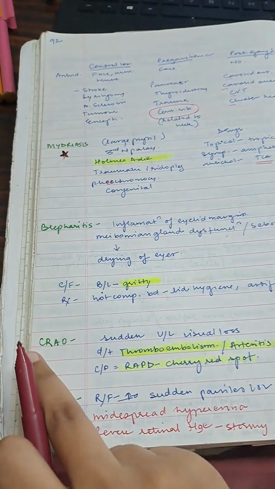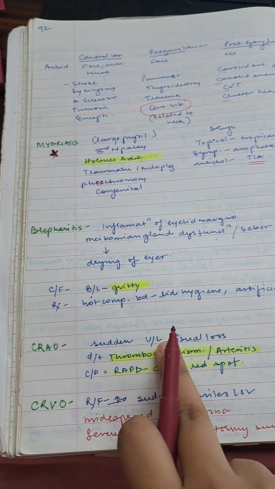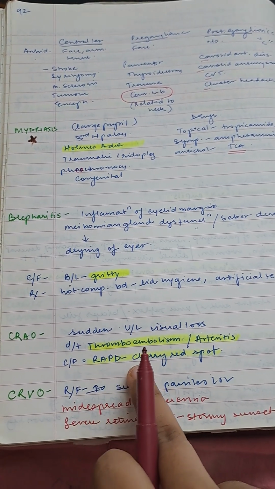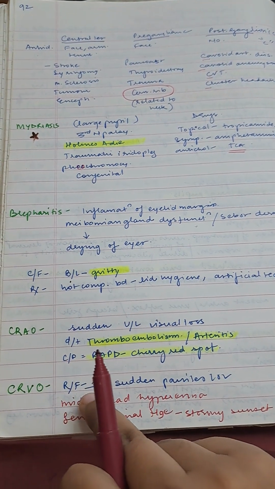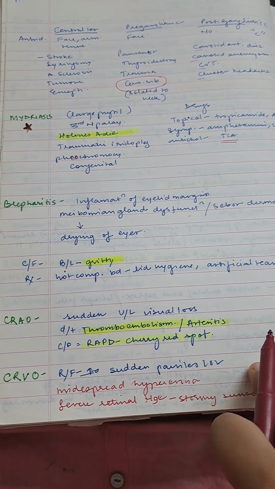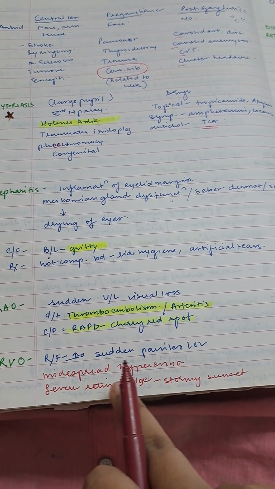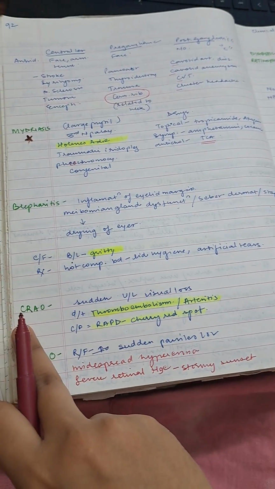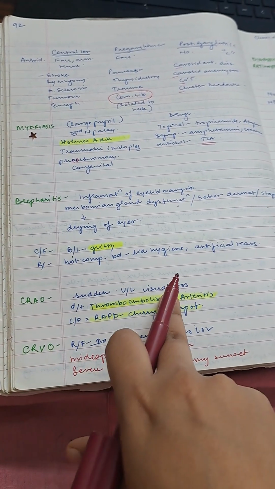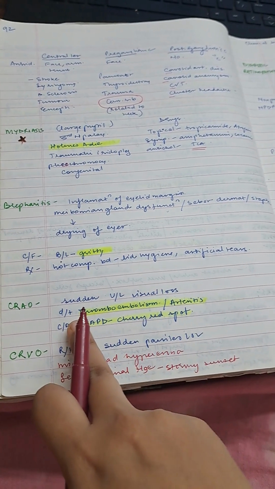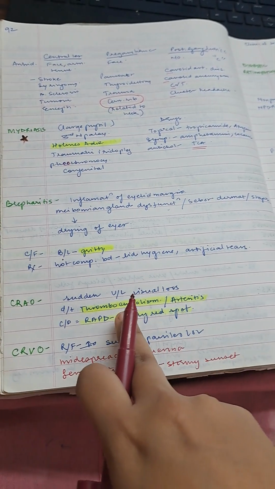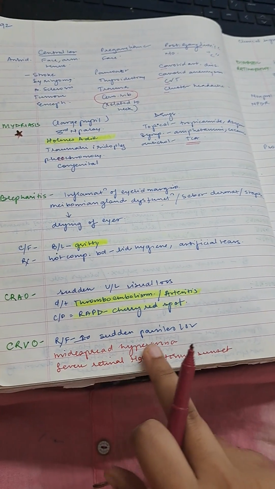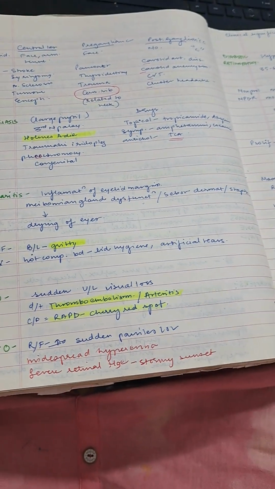CRAO is central retinal artery occlusion: sudden unilateral visual loss due to thromboembolism and arteritis. Clinical picture is RAPD, cherry red spot. CRVO: sudden painless loss of vision, widespread hyperemia, severe retinal hemorrhage and stormy sunset appearance.